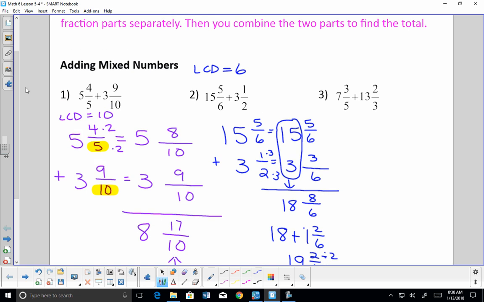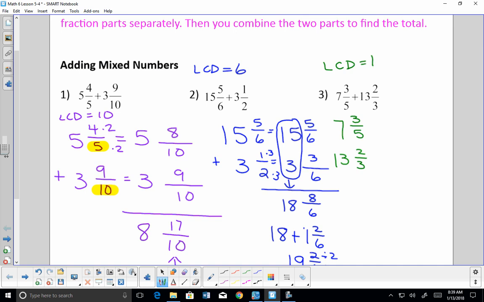7 3/5 plus 13 2/3. 7 3/5, 13 and 2/3. I kind of used a little bit too much space for my first problem, so I'm squeezing over here. Least common denominator here. Well, 5 and 3 are both prime, so I know if I multiply them together, I will get the least common denominator. So 5 times 3 is 15.